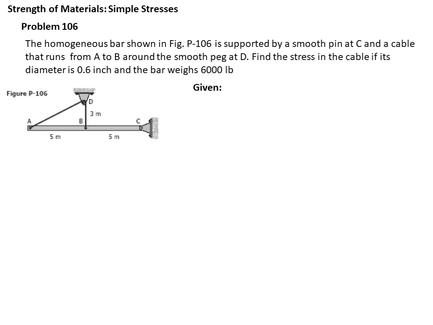Okay, so let's list down the given. The bar weight is 6,000 pounds. The cable diameter is 0.6 inch. Okay, so what is the required? The stress in the cable. So we need to get the stress on this cable.